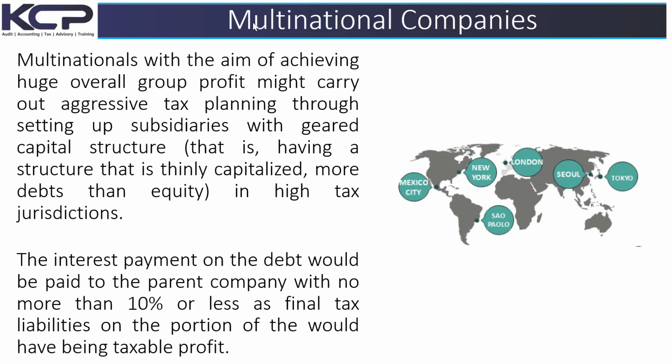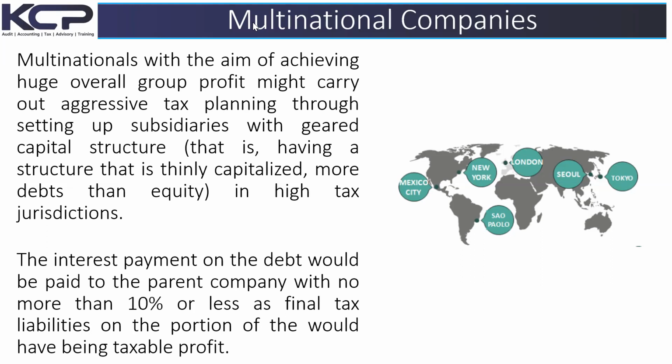So the interest payment on debts will be paid to the parent company or any member of the group operating from a low tax region, with 10% or less as final tax liability on the portion that would have been taxable profit. So what are we saying? We have an instance where a company, as opposed to being entirely exposed to tax in Nigeria to the tune of, say, 32% per annum, prior to 2019. When I say 32%, I mean 30% for CIT and 2% for the education tax.